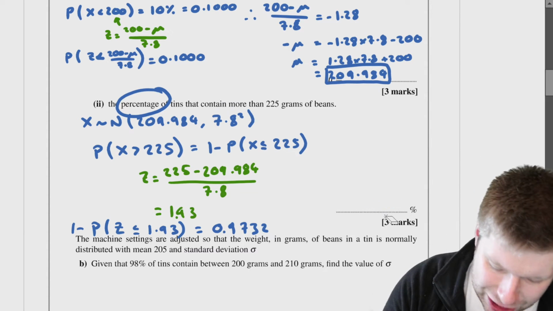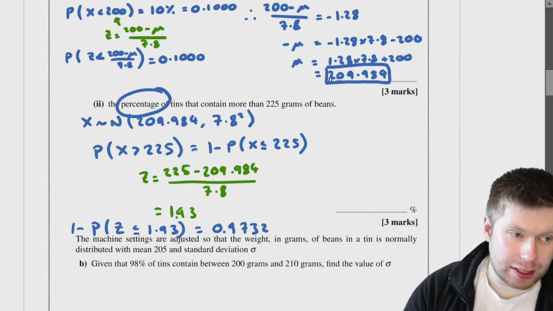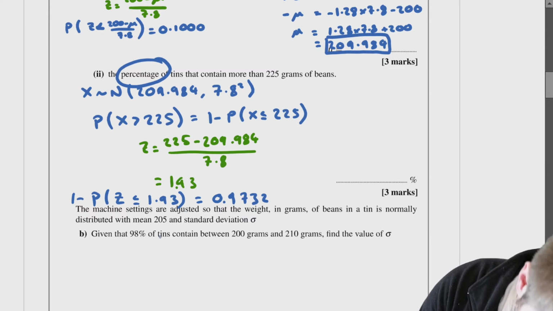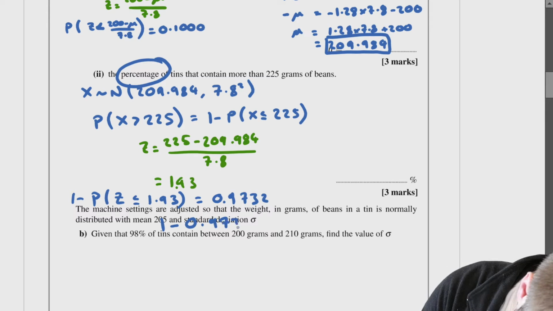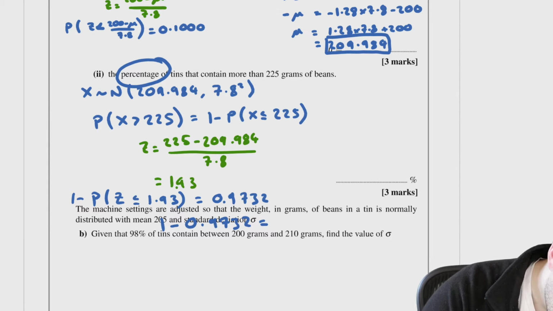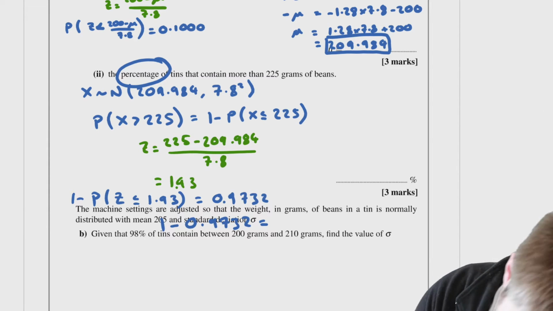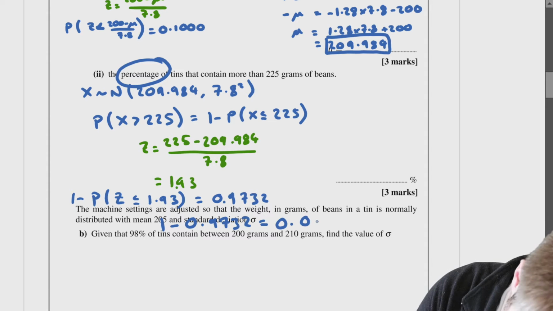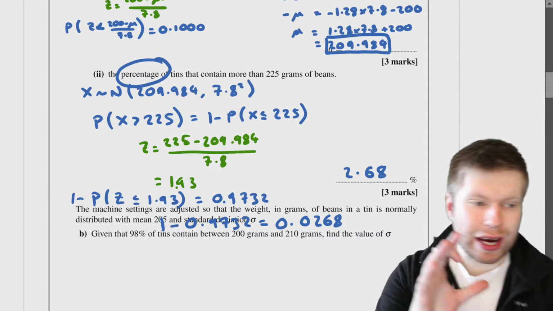In fact, it's not quite. I almost fell into that trap. Remember that I need to do 1 minus that probability, so 1 minus 0.9732 should give me my actual probability, which is 0.0268, so I need to write that as 2.68%.